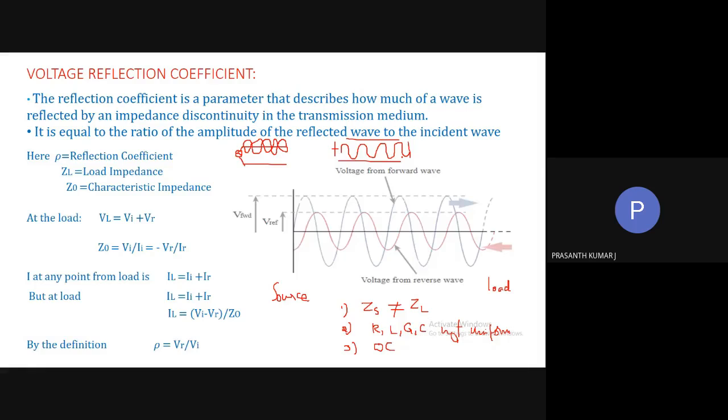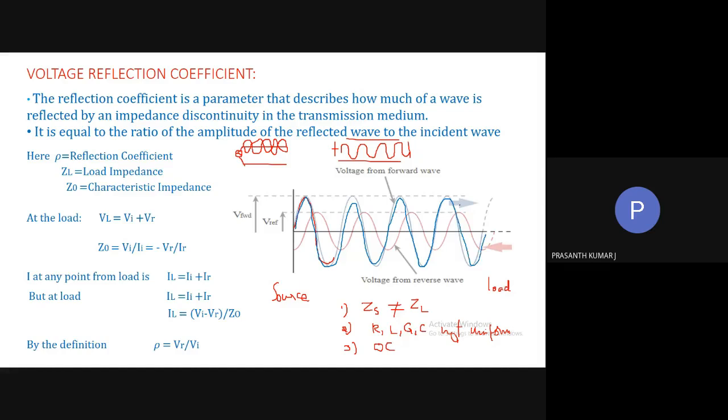Now, based upon this, I am going to calculate the reflection coefficient. There are two types of reflection coefficients. One is voltage reflection coefficient, second one is current reflection coefficient. Now look here. In this transmission line, I have connected a source. There is a forward wave traveling like this. This blue color indicates the forward wave, traveling in the forward direction.